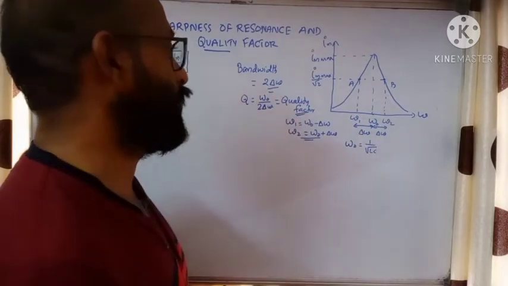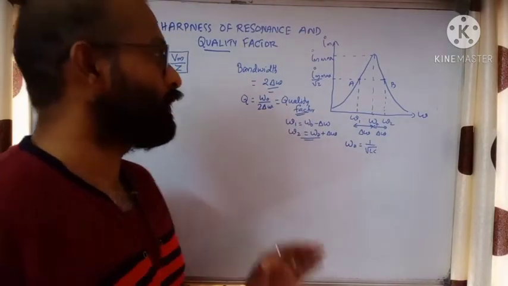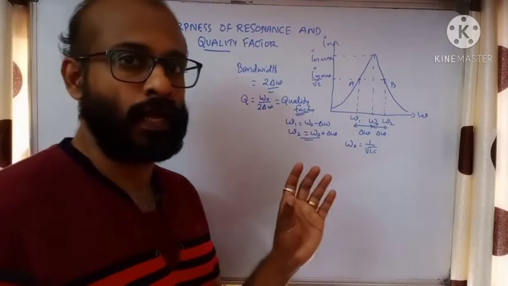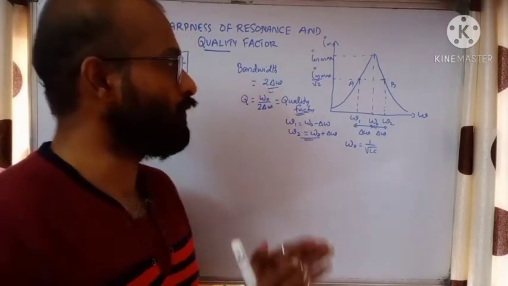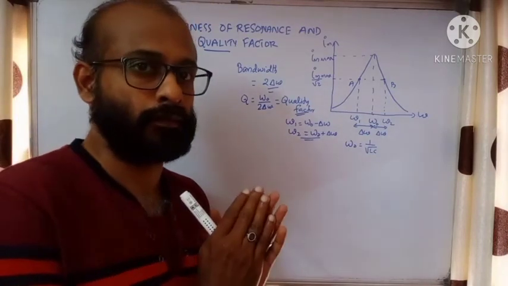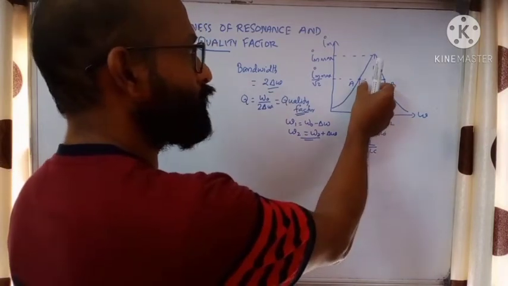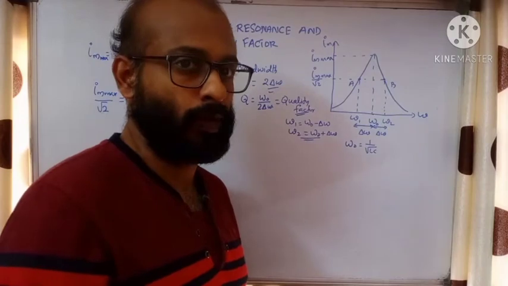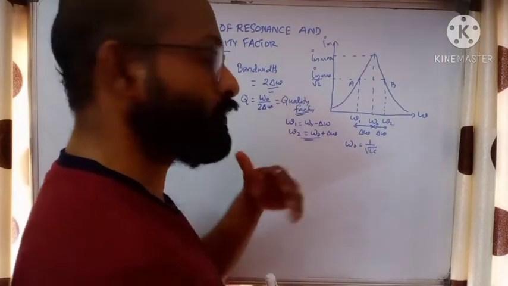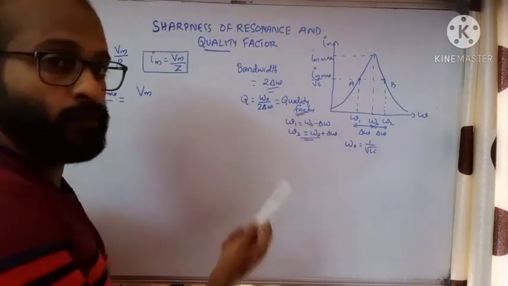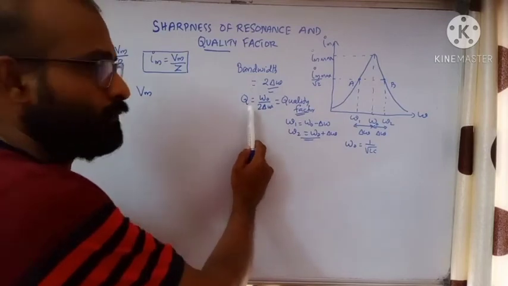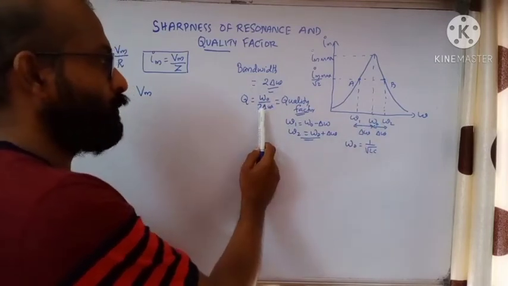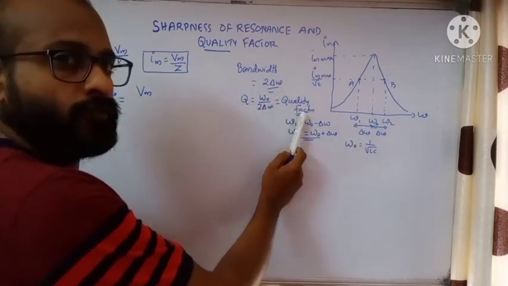This is called bandwidth. The bandwidth should be as small as possible, then only we can say the graph will be more sharp. When we decrease this width of the graph, we can say the graph will be sharp. We need to reduce it as far as possible. Now, what is quality factor? The resonant frequency divided by the bandwidth is called the quality factor.